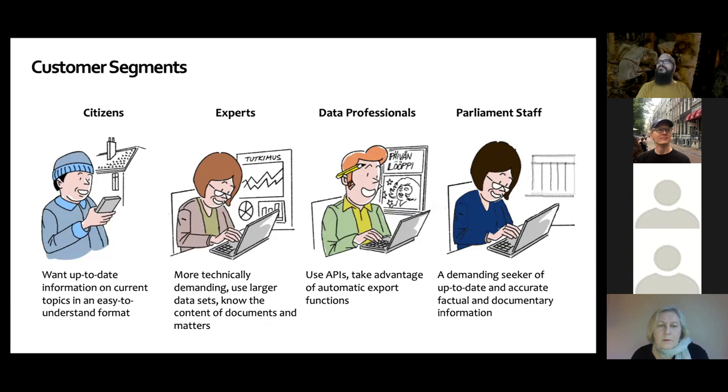functions. And finally, members of the parliament and parliament staff are our specific user groups. They typically require up-to-date and accurate information for information service, planning, and decision-making. Decision makers also value analyzed data in an easy-to-read format as a basis for decision-making.